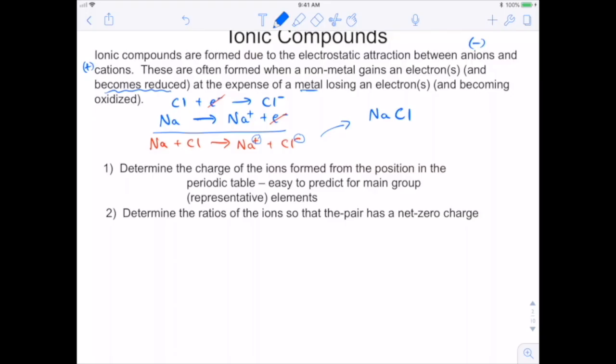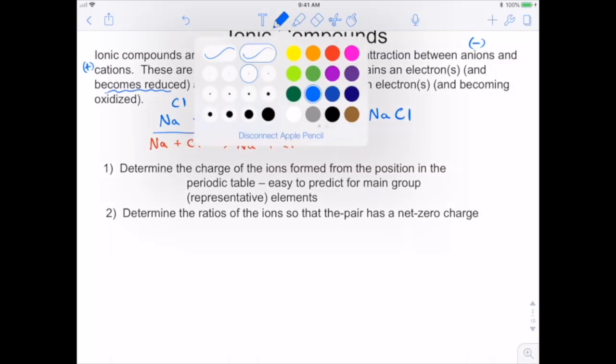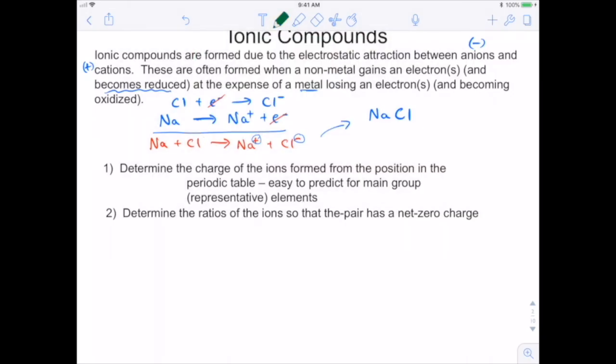Let me give you another example. Let's say we're going to make a compound with aluminum and sulfur. Let's say we mix those two together and we want to know what kind of ionic compound we would form. So first we need to determine what the charge state would be on aluminum and sulfur when they form ions. So you need to consult your periodic table.